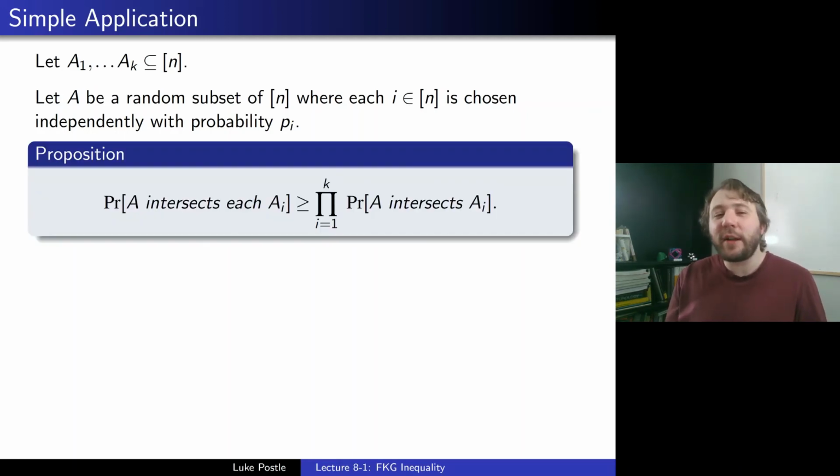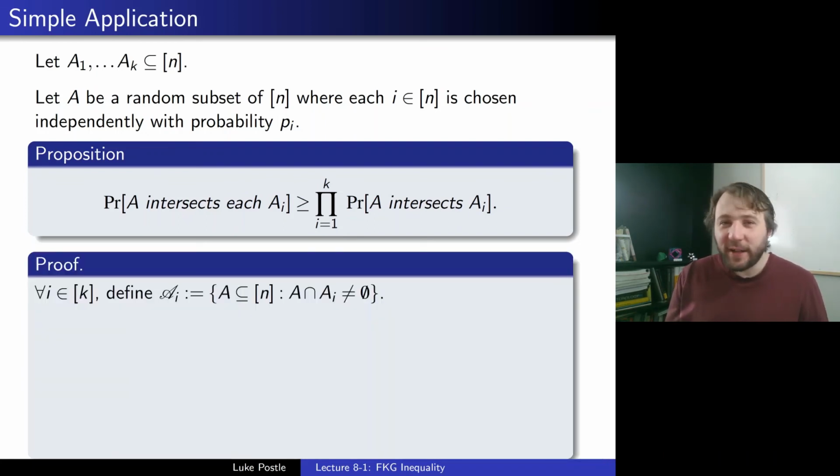We claim that the probability that A intersects each of these sets A_i is at least the product of the probabilities. So let's go ahead and prove that. Proof: I'll just use our theorem there. We have to define appropriately a family. So I define script A_i to be the subsets where A intersect A_i is non-empty. You do this for every i.